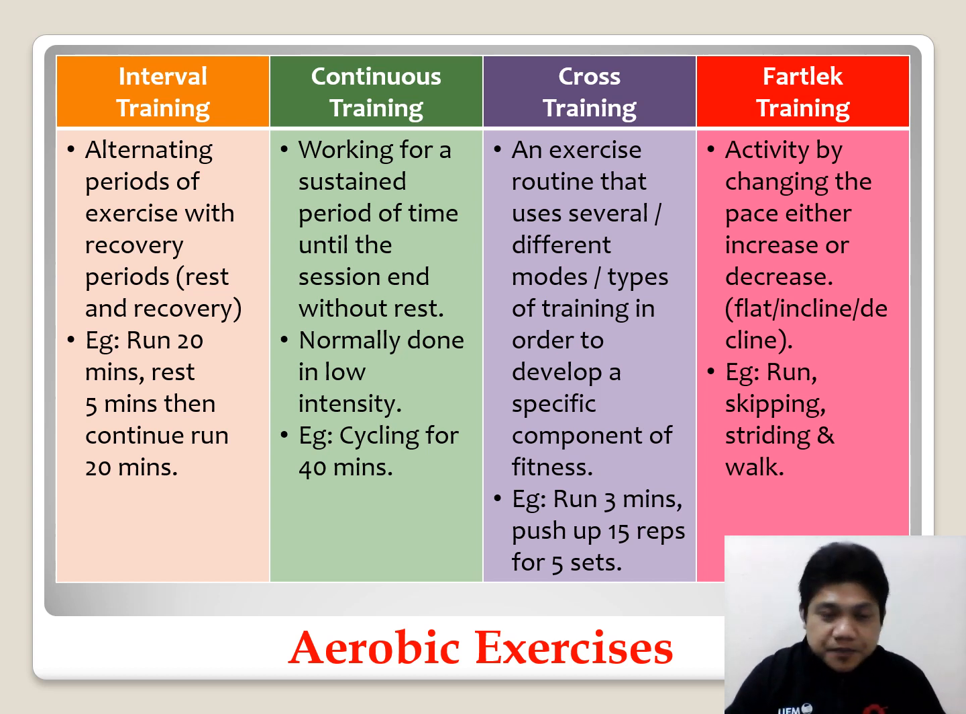So it continues. And then for cross training, an exercise routine that uses several or different modes or types of training in order to develop a specific component of fitness. For example, run 3 minutes, push up 15 repetitions for 5 sets. We call that cross training, everyone. And then we move to fartlek training, an activity by changing the pace, either increasing or decreasing. It can be done on flat, incline, or decline. For example, run, skipping, striding, and walk.